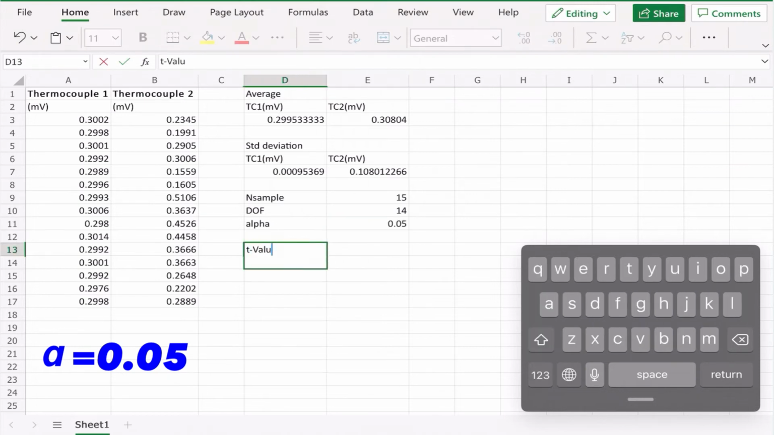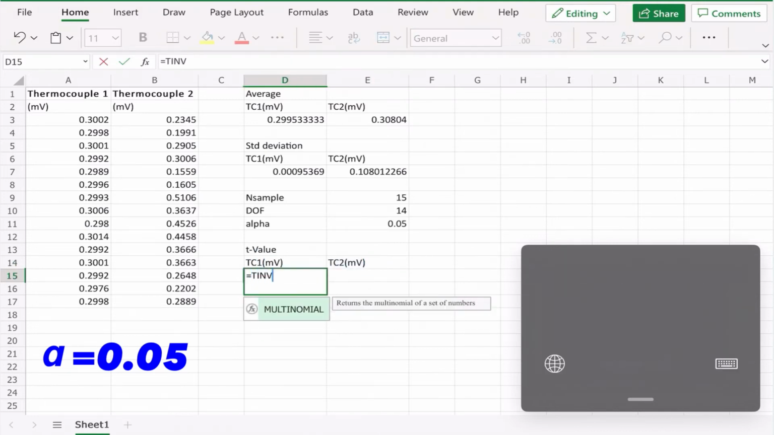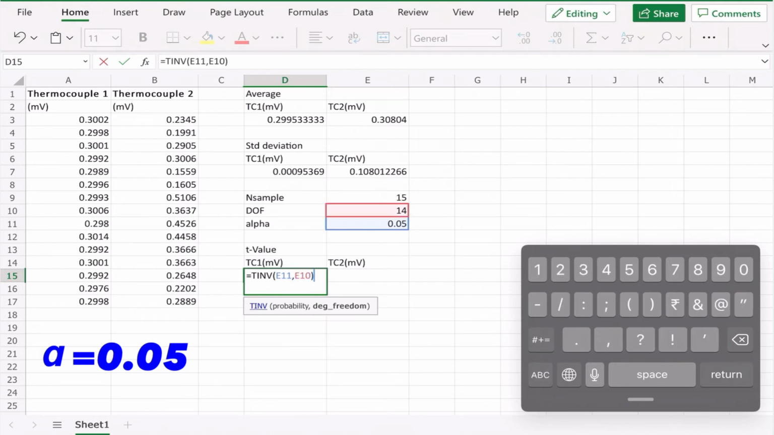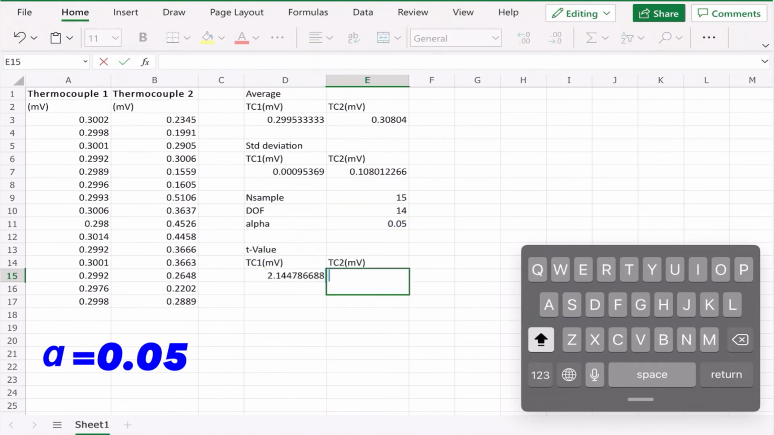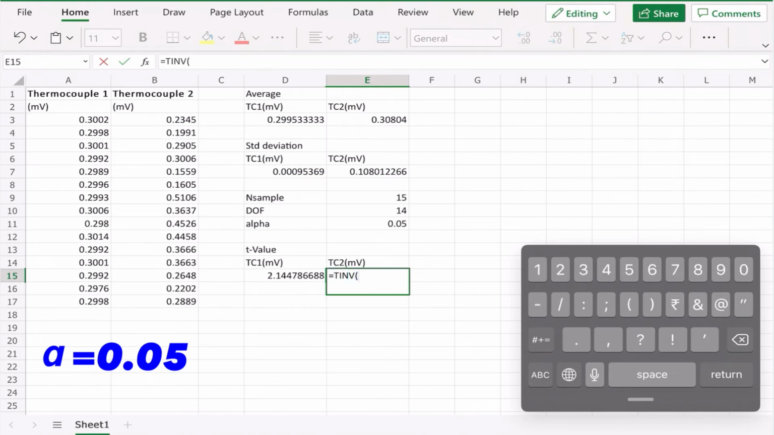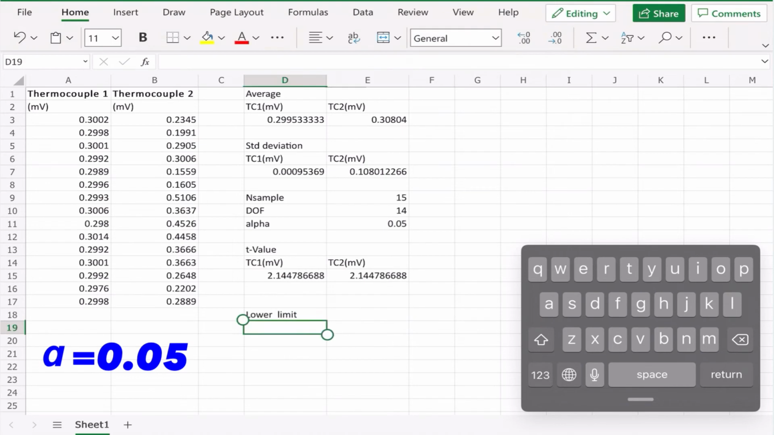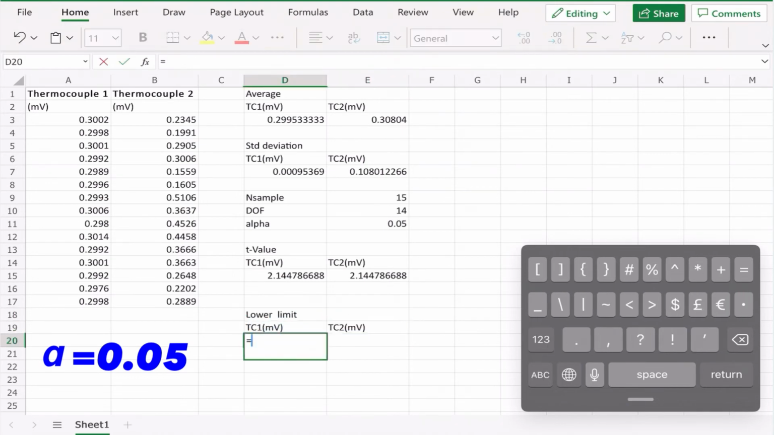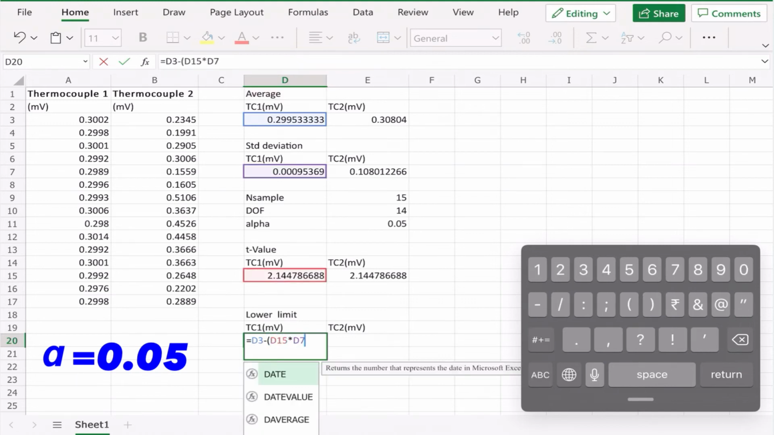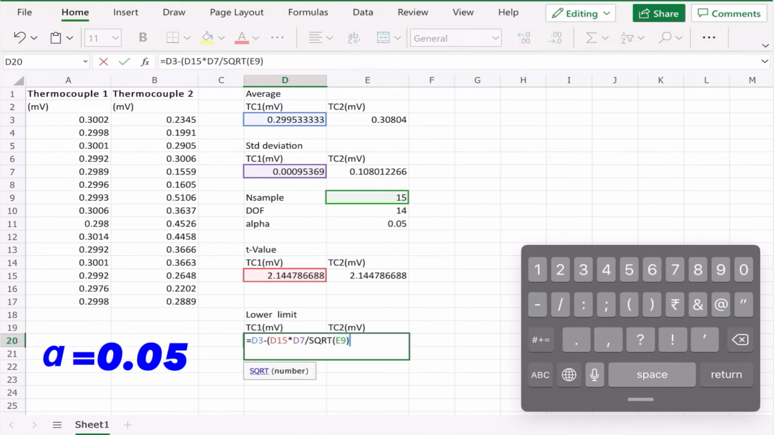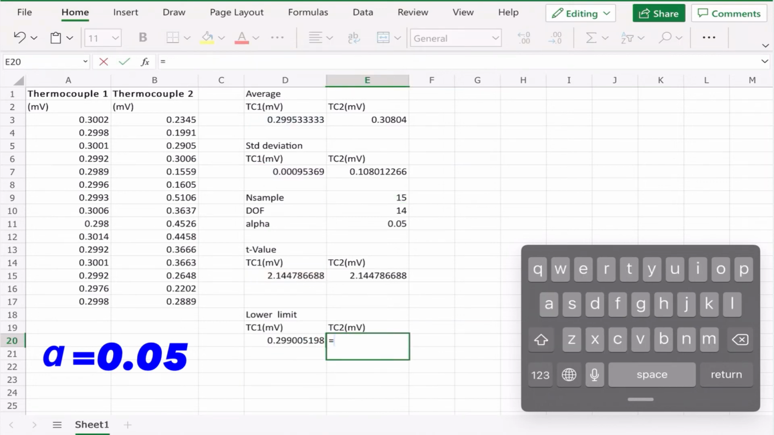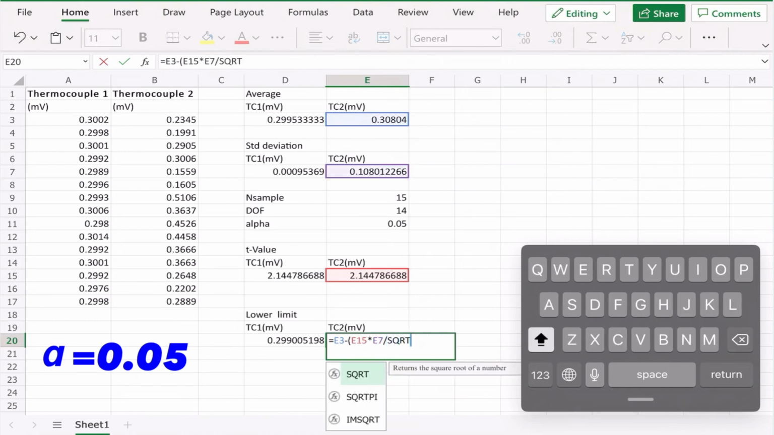Now to calculate the t value of the thermocouple, we will use the TINV function. For the lower boundaries for thermocouple 1, we use equal to D3 minus, in brackets, D15 into D7 upon square root, SQRT E9. Similarly, for thermocouple 2, it is equal to E3 minus E15 into E7 upon square root E9.